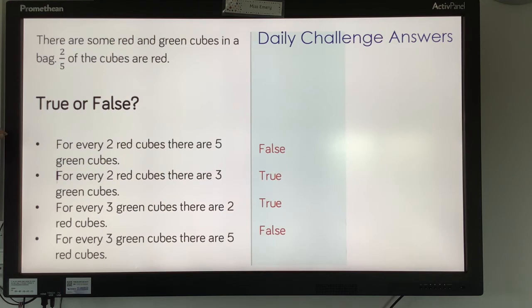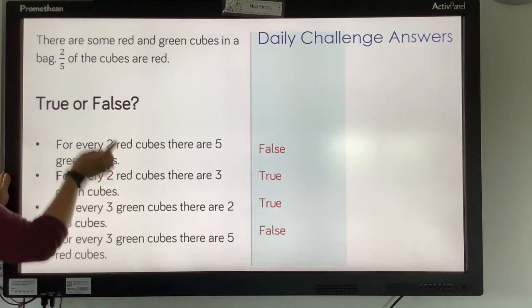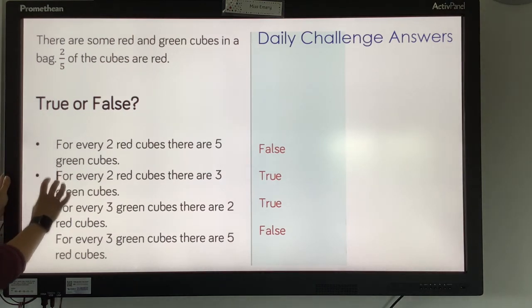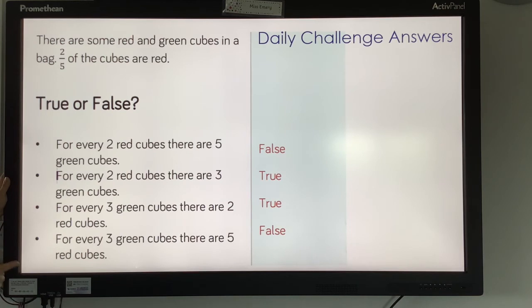Then, for every 2 red cubes, there are 5 green cubes. That is wrong, because again, they've misunderstood. For every 2 red cubes, there are 3 green cubes is true, because there are 5 in total. And we know that because our numerator is 5. Up here, they said for every 2 red cubes, there are 5 green cubes, but that would mean there were 7 parts in total, and then it would be 2/7. Whereas here, we know that 2 red cubes and 3 green cubes make 5 parts in total, so it is 2/5.